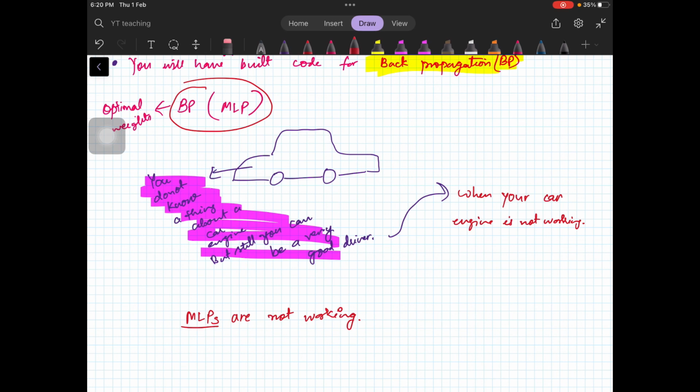So what I'm trying to do is convince you that it is worth your time to learn back propagation. We'll be learning the mathematics of back propagation in the next video.